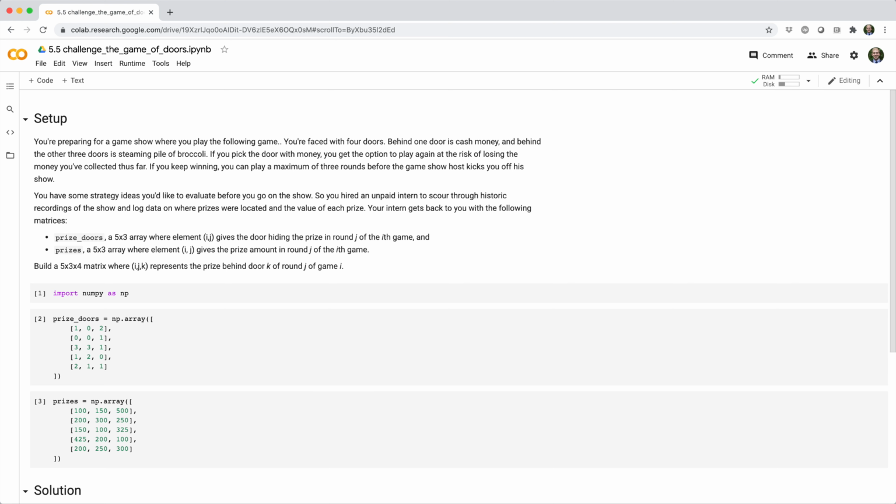You're preparing for a game show where you play the following game. You're faced with 4 doors. Behind one door is cash money, and behind the other 3 doors is a steaming pile of broccoli.